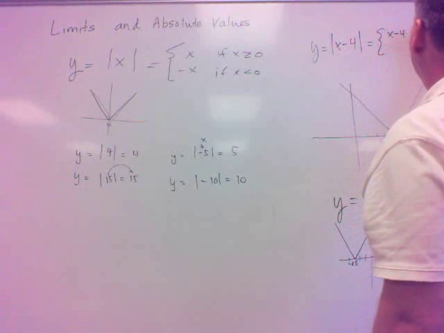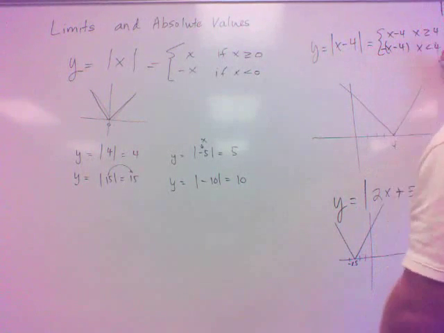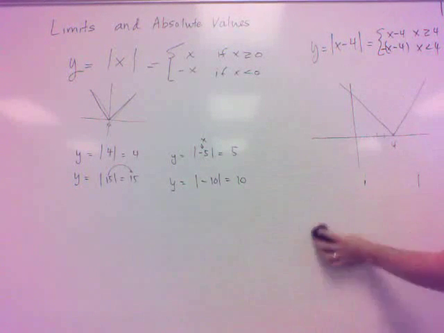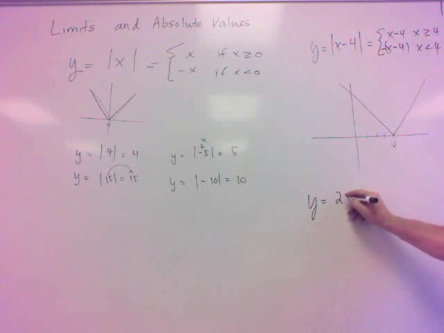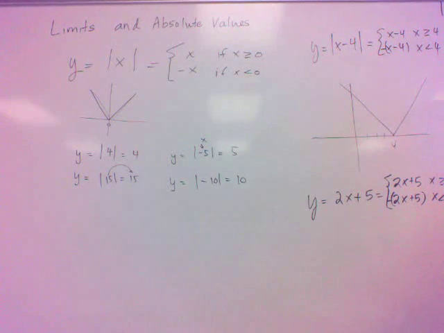That's x minus 4 for x greater than or equal to 4, and negative of x minus 4 for x less than 4. And then this one, y equals 2x plus 5. It's 2x plus 5 if x is greater than or equal to -2.5, and then negative of 2x plus 5 if x is less than -2.5. See if I got that on there. Pretty well.